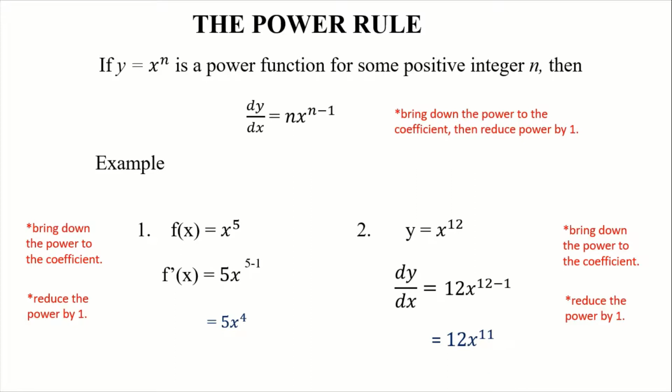So, again, the derivative of y is equal to x raised to the 12th power is dy dx is equal to 12x raised to 11th power. So, again, dito sa power rule, all we have to do is to bring down the power to the coefficient and then reduce by 1. Okay? So, tandaan nyo, because darating tayo na pagsama-samahin natin yung mga constant rule, power rule, and other rules.